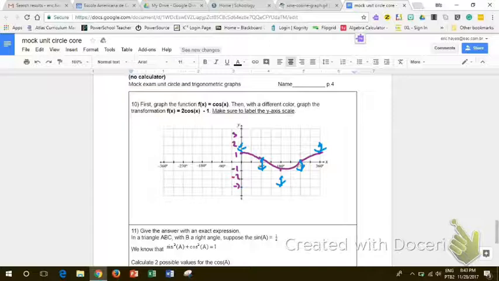So it goes back down to 1. It goes down to negative 1 right here. It goes down to negative 3. And it goes right here, negative 1, then 1. Okay, so look at the transformation. Okay, there we have it. All right, moving along.